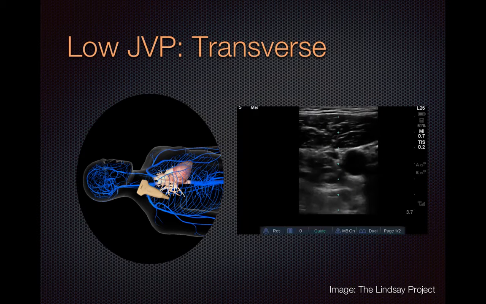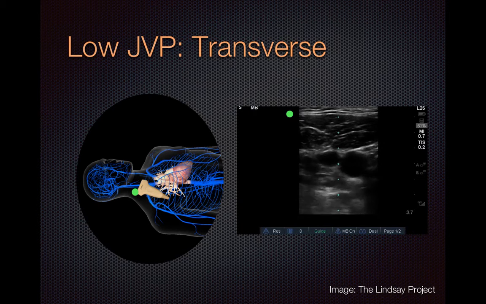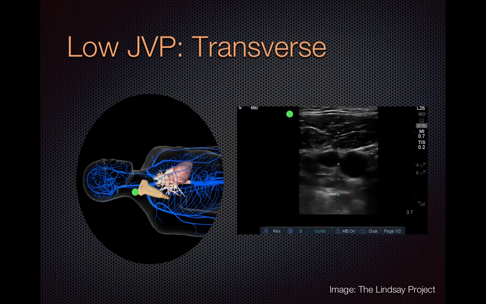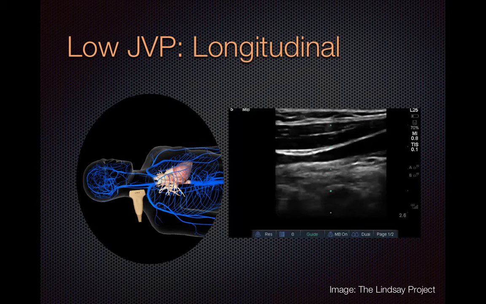So let's look at a few findings. This video was taken just above the clavicle in a patient that was lying supine. The fact that the top of the column can be seen at this location suggests that this patient's JVP is low. Here's a longitudinal view of the same patient's internal jugular vein.